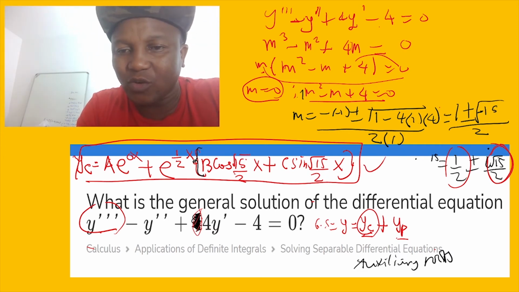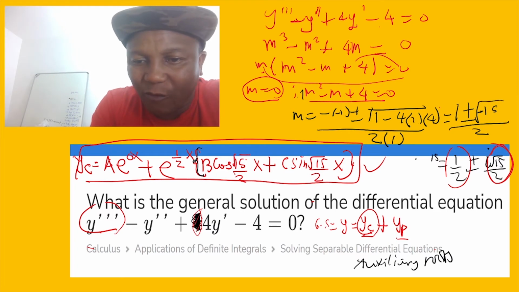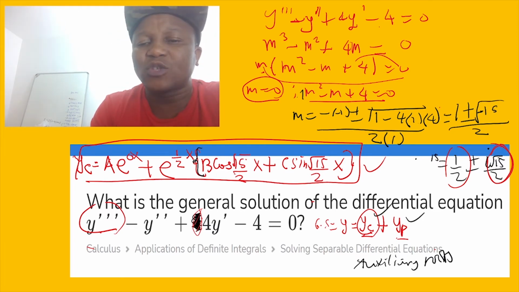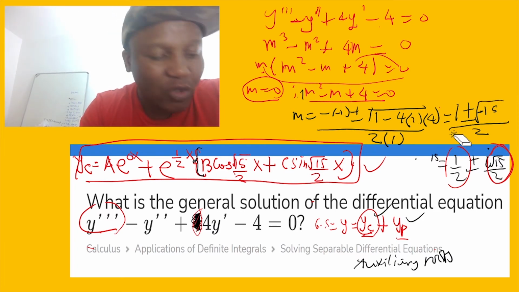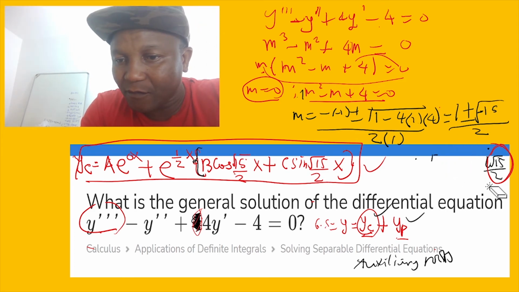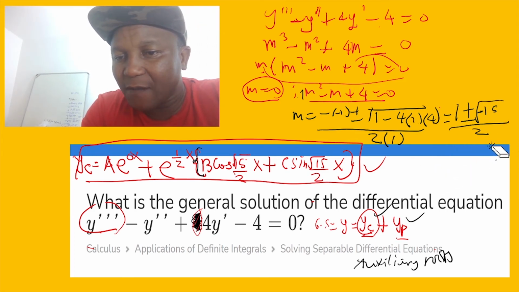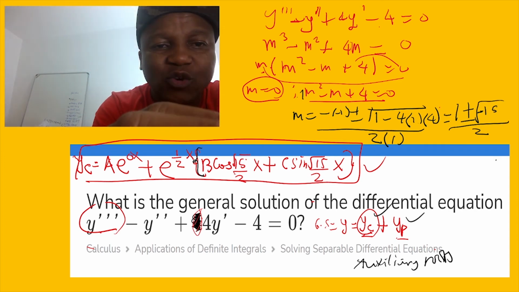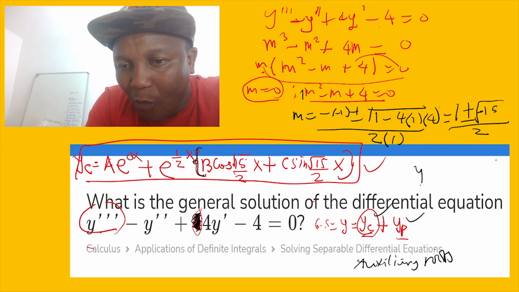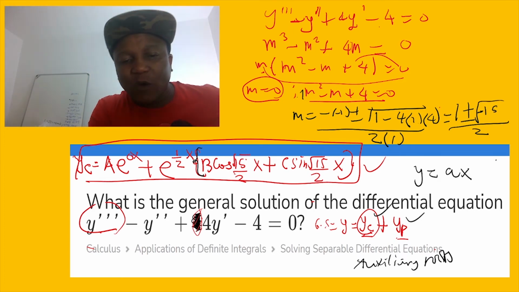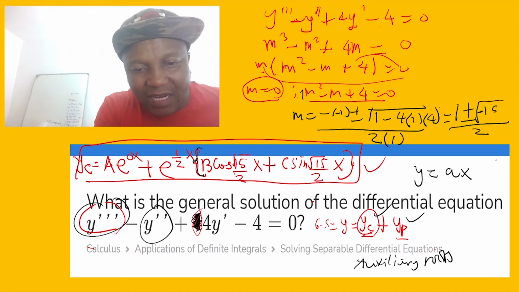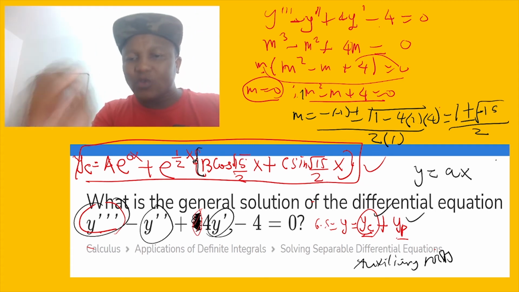How are we going to get a particular solution? Because we say we need to have the auxiliary solution and the particular solution. To get the particular solution is very easy. Remember, to get the particular solution, you need to have it in the form of y equal to ax. And then look, this is the third derivative, second derivative, first derivative, so do the same thing here.